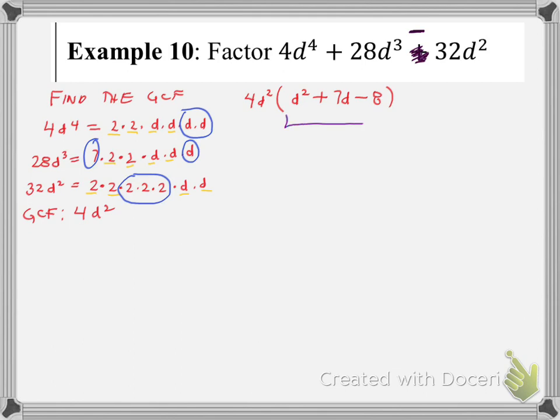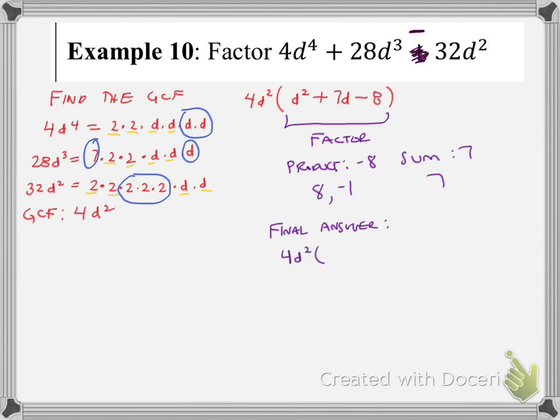And so now we need to factor this. So we want the product to be negative 8 and the sum to be 7. Notice I stopped writing the table, but if you want to keep writing it in a table, you can. And I believe 8 and negative 1 will work. That's why I wanted to change that value. So let's go straight to the final answer. I'm going to skip that middle step because it's not really necessary once we get our factors. So our final answer will be 4d squared times d plus 8 times d minus 1.